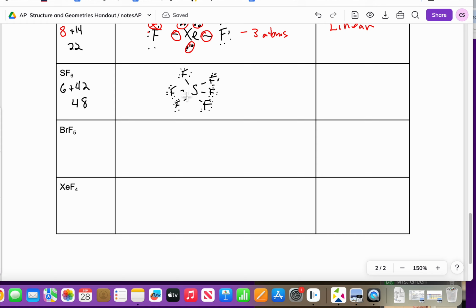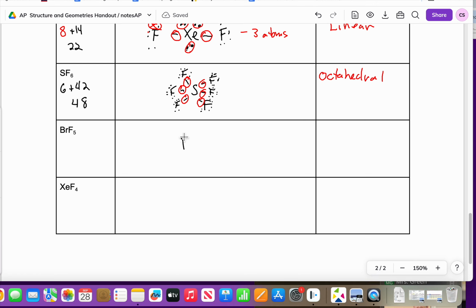But you can see sulfur has 6 domains around it. So we can circle the domains or count the domains. 1, 2, 3, 4, 5, 6. So something with 6 domains is called octahedral. And so that's an octahedral electron domain arrangement, but because each one has an atom hooked to it, it's called an octahedral geometry.